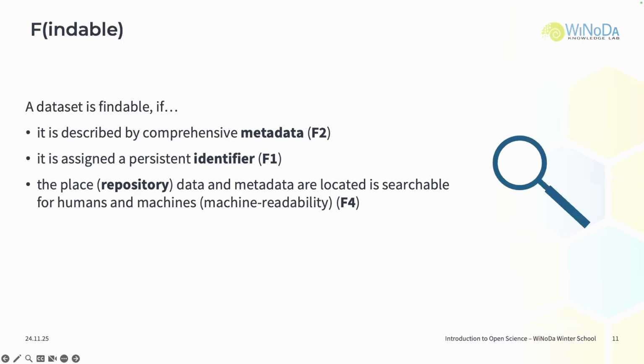Then let's start with a closer look on the 4 FAIR principles related to open science. The data set is findable if it is described by comprehensive metadata, if it is assigned a persistent identifier, and if the place, so the repository where the data and the metadata are located, is searchable for humans and machines. Again, the machine readability is assured. And by this, findability supports the visibility of research, information sharing, and also might lead to collaboration.